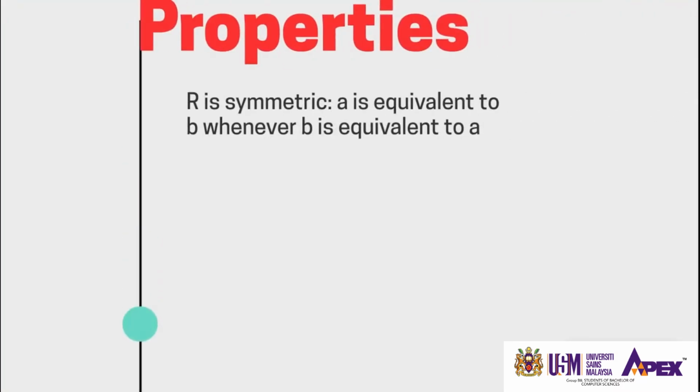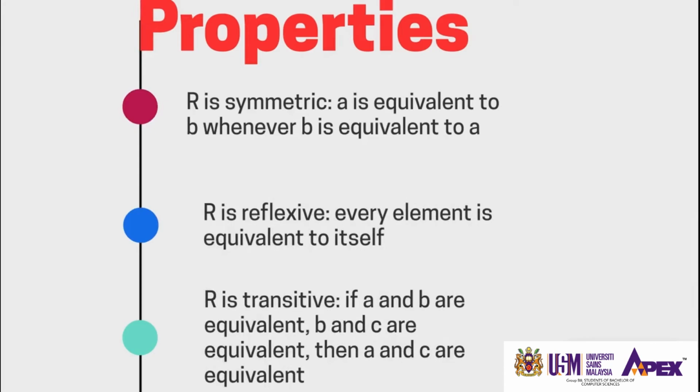Equivalence relations have 3 properties. First is symmetry. Symmetry is when A is equivalent to B whenever B is equivalent to A. Second is reflexive. Reflexive is when every element is equivalent to itself. The last one is transitive. It is called transitive if A and B are equivalent, and B and C are equivalent, so that means A and C are equivalent. Any relation that satisfies all these 3 properties is called an equivalence relation.